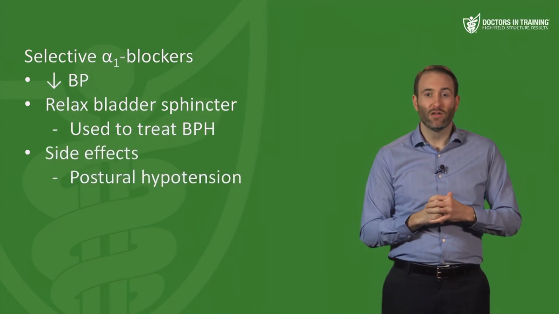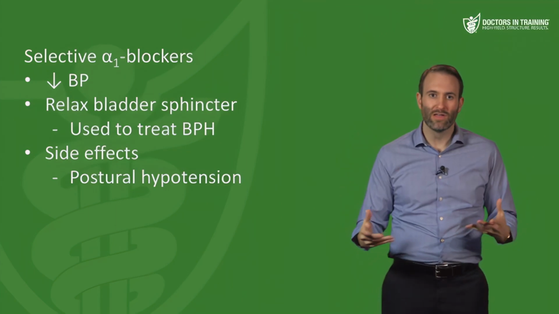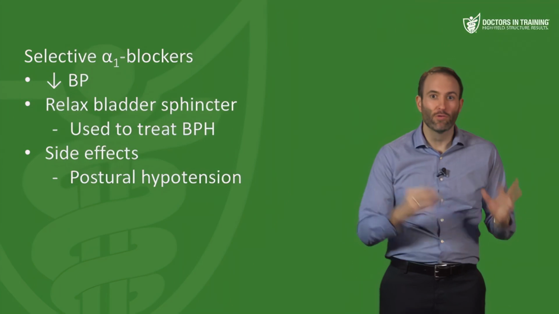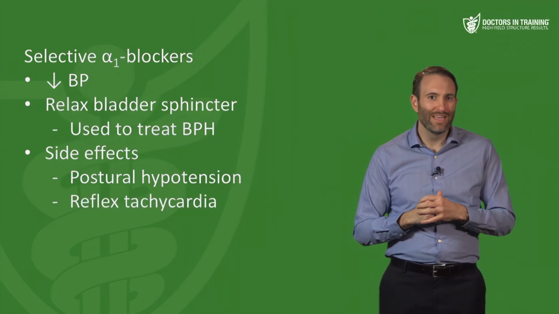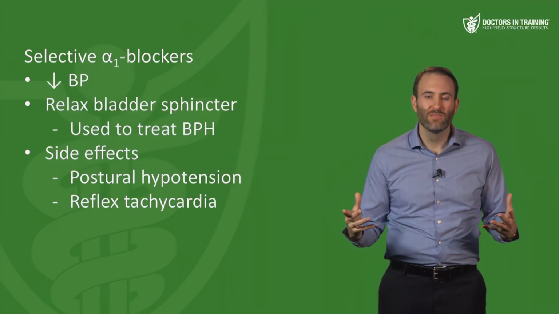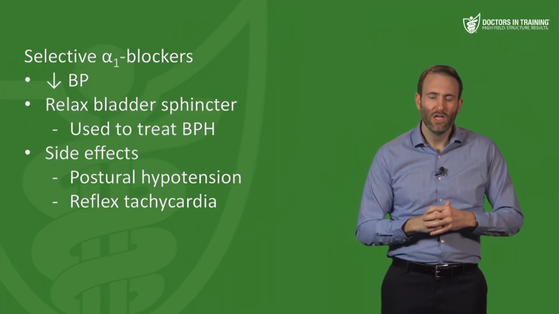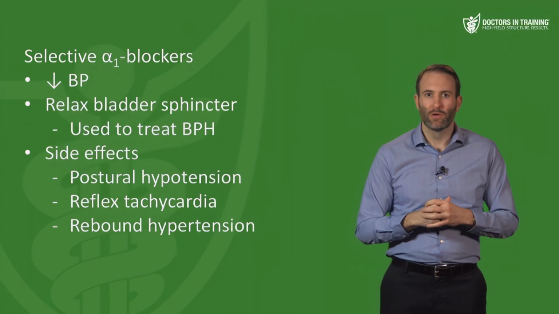Now, their side effects include postural hypotension. So when they stand up, they kind of drop their BP real quick and they can pass out. And that certainly makes sense because these drugs will reduce peripheral resistance. Also, you'll see some reflex tachycardia, and that makes sense because your body senses a lower peripheral resistance. It's going to tend to react by increasing that heart rate to compensate. Rebound hypertension is also a concern when you stop these medications abruptly.